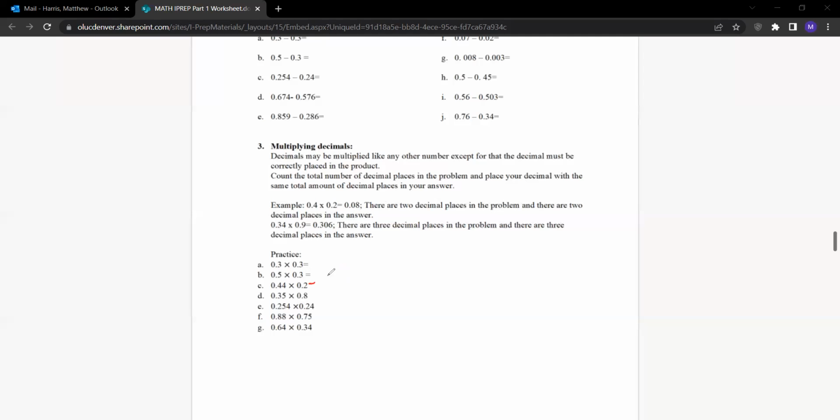All right, let's go on to the next one. So you have 0.44 times 0.2. 44 times 2 is 88. So you start with your 88. Then you got to put 1, 2, 3 behind, right? So 1, 2, 3. An extra 0. Your answer is going to be 0.088. And the next one we have 0.35 times 0.8.